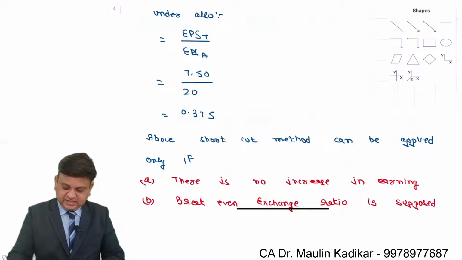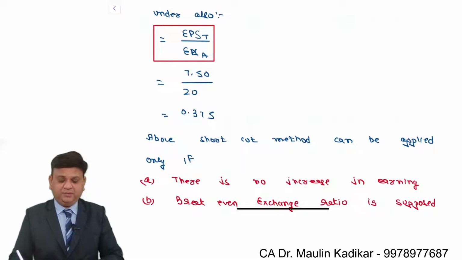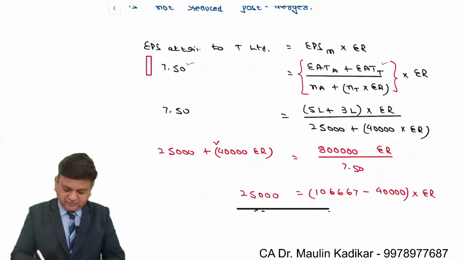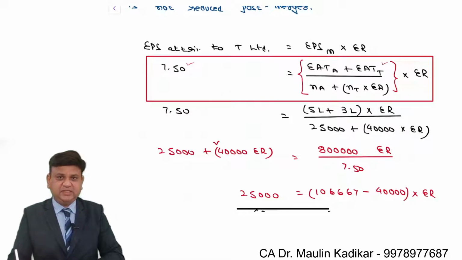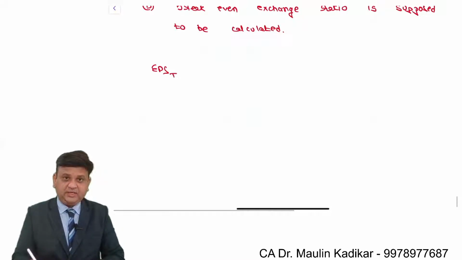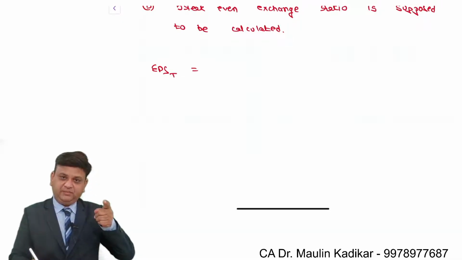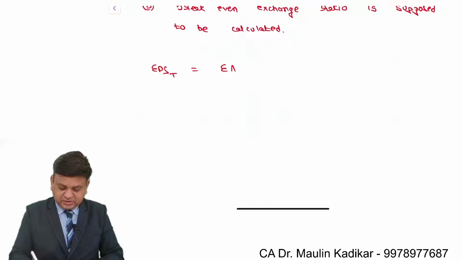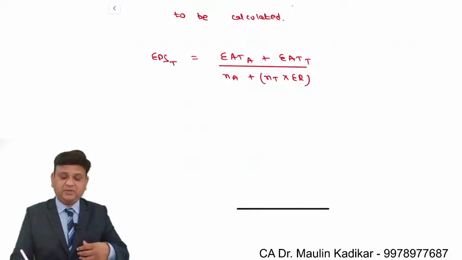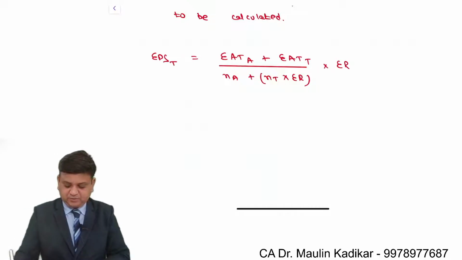Now let us understand how this formula is derived. It is, dear students, nothing else but a kind of simplification of this formula itself. Let us understand how it works. It works like this. EPS attributable to T Ltd in the merged firm is EPS of the merged firm into exchange ratio. So it is earning after taxes of A plus earning after taxes of T, that is earning after taxes of merged firm, divided by number of shares of the merged firm, NA plus NT into ER. That is the way the number of shares of the merged firm is calculated into exchange ratio.